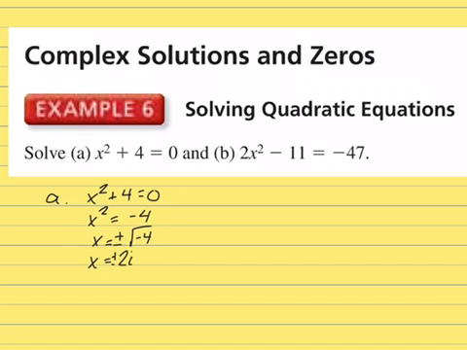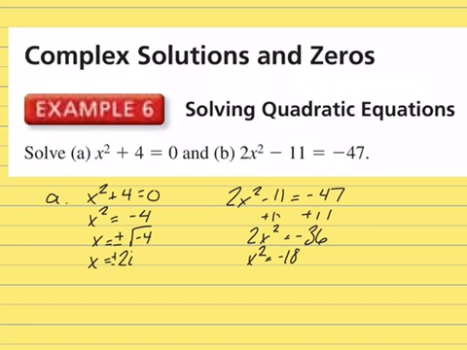Same thing on letter B. Now we have 2x squared minus 11 equals negative 47. We add that 11 to both sides. We get 2x squared is equal to negative 36. Divide by 2, we get x squared is equal to negative 18.